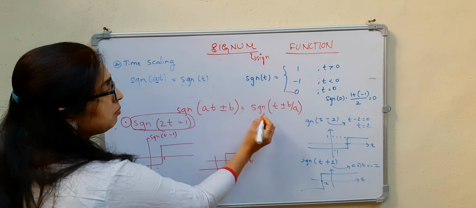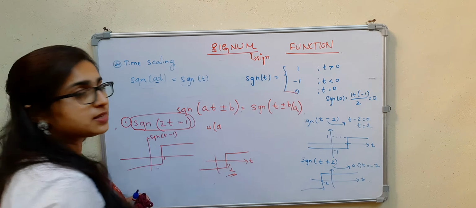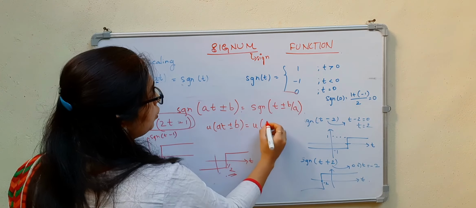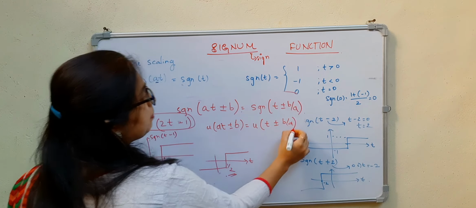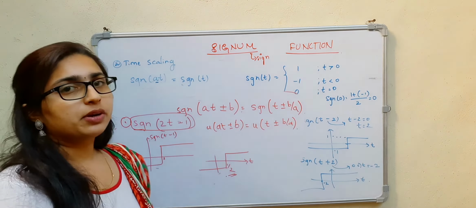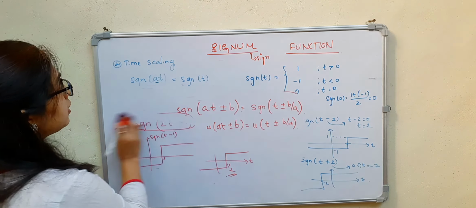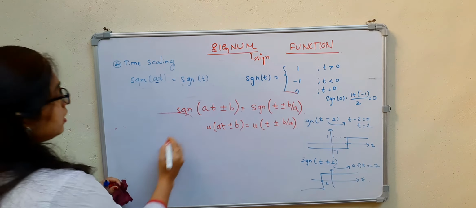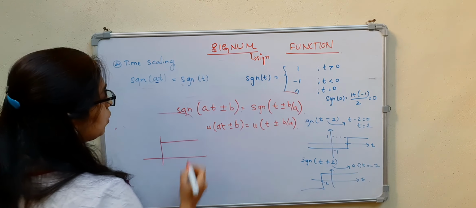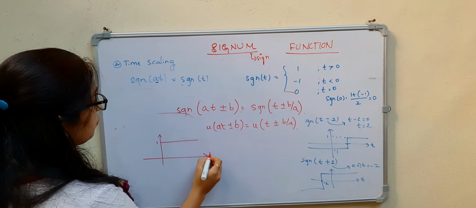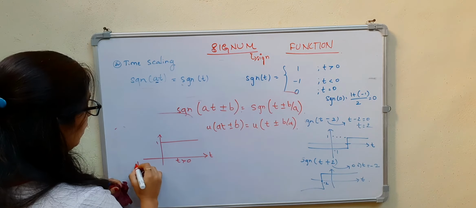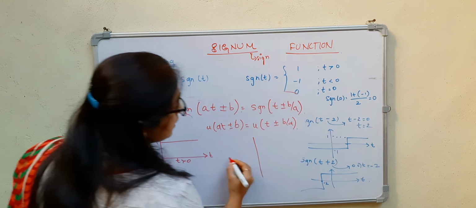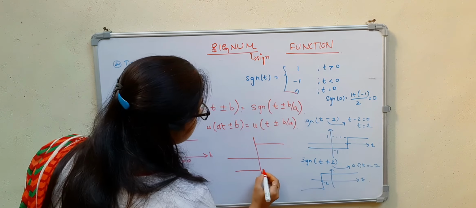The same thing you had observed in the unit step function, u of at plus or minus b is equal to u of t plus or minus b by a. There is some relation between the step function and the signum function. Let us derive it. You know your u of t is equal to 1 for t greater than 0, and for t less than 0 the value will be equal to 0. This is your signum function.